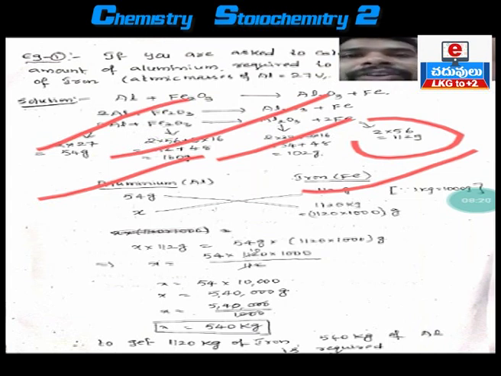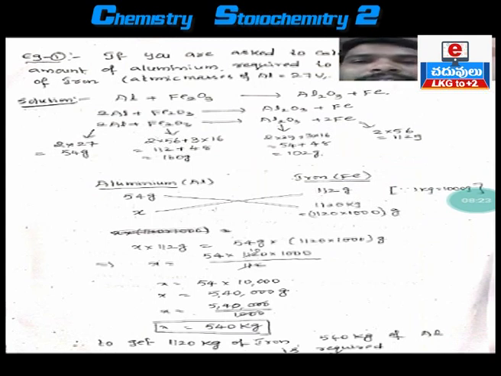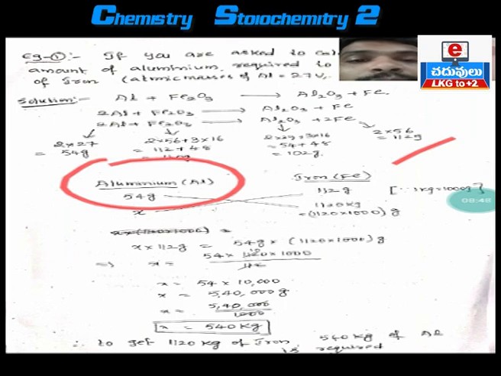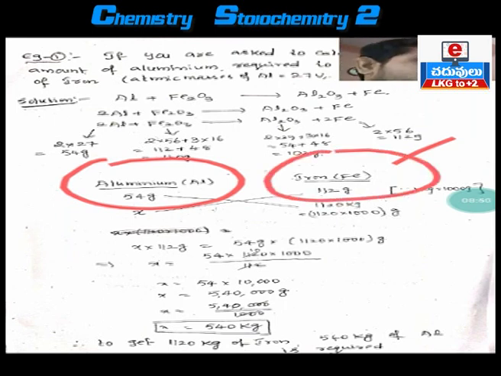Now from the equation, we are keeping aluminium on the left side and iron on the right side. From the balanced chemical equation, 54 grams of aluminium gives 112 grams of iron. Observe the reaction carefully. 54 grams of aluminium gives how much iron? 112 grams of iron. From the balanced equation we need to write this.